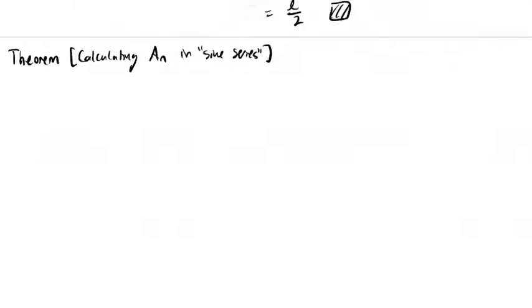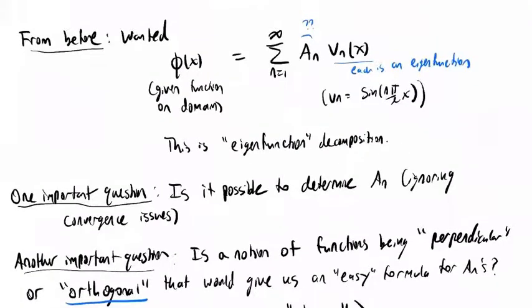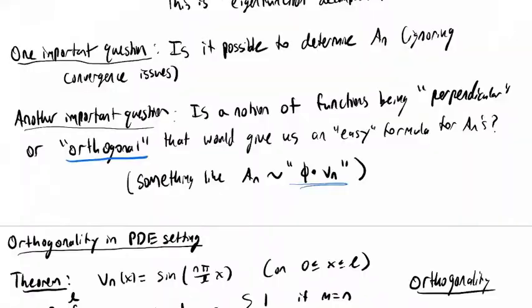Right, so this is the next theorem, the theorem for calculating an in a sine series. Maybe I don't think I've used this terminology yet. So if I go back up here, in this case, all our eigenfunctions are sine. So this is usually called a sine series, or sine Fourier series. Fourier is the mathematician who originated a lot of this theory. We'll talk more about him and Fourier series shortly. For now, just sine series is okay.